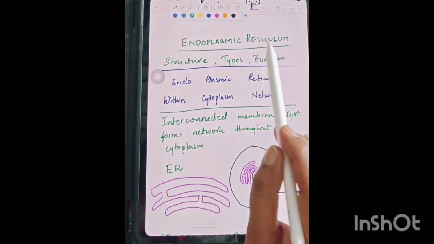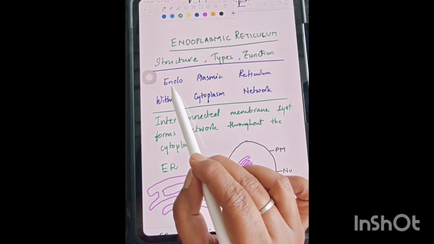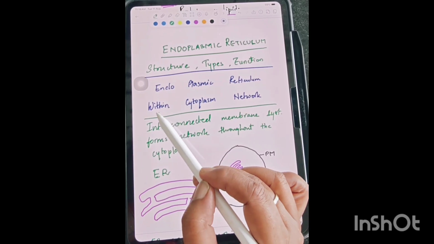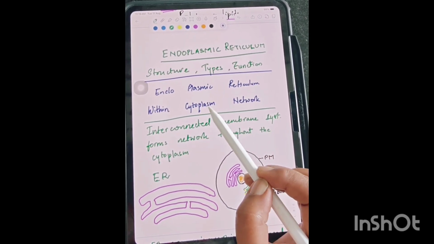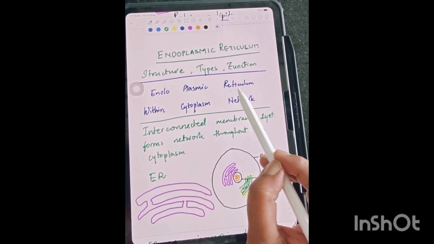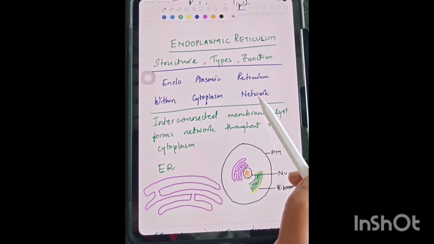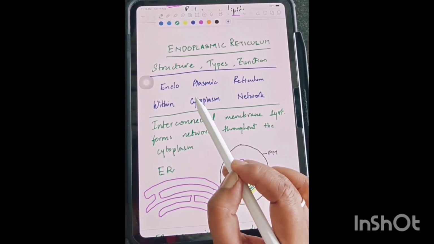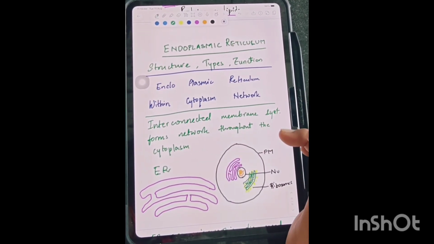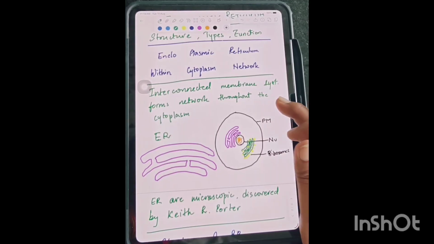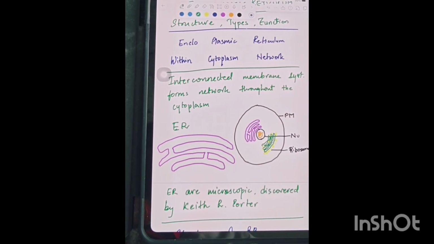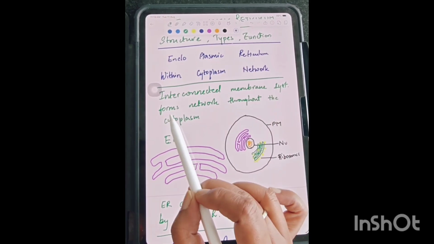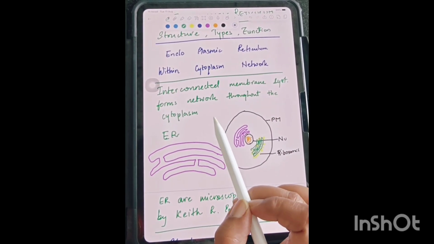So endoplasmic reticulum, the word itself is made up of three defining terms. Endo means within, plasmic means from the cytoplasm, and reticulum means the network. So a network-like structure which is present inside the cytoplasm is nothing but the endoplasmic reticulum. When you observe it under a microscope, you will find that it is just an interconnected membrane system which forms a network throughout the cytoplasm.